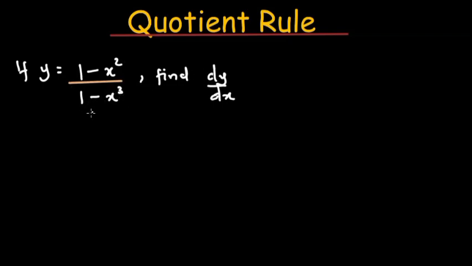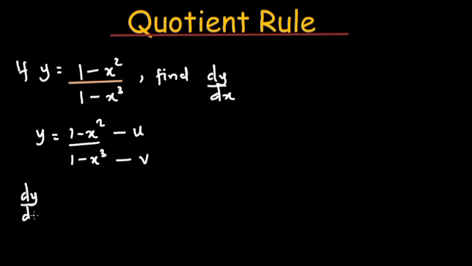So in order for us to solve this problem, we're going to represent the numerator with u. So 1 minus x squared over 1 minus x cubed. Let the numerator be represented with the letter u and let the denominator be represented with the letter v. Now, to solve this problem, our dy dx, the derivative, will be equal to the denominator, which is v, multiplied by differentiating the numerator, which is differentiating u with respect to x.